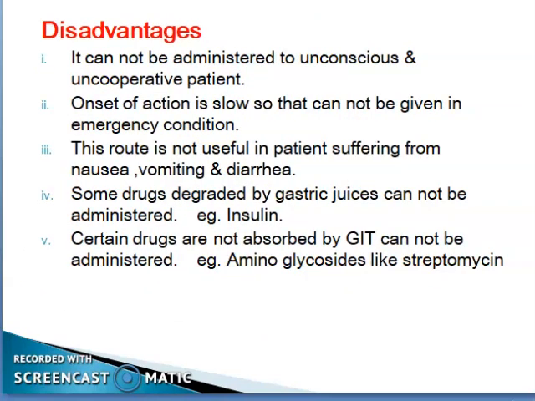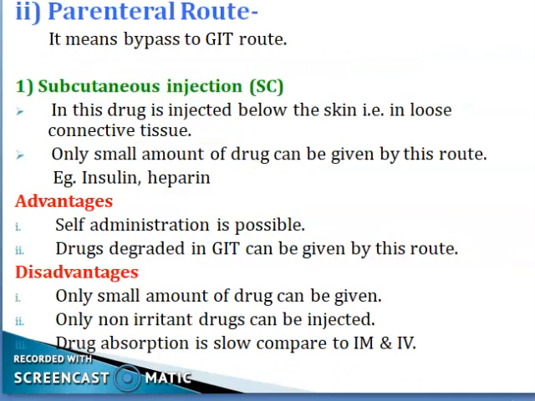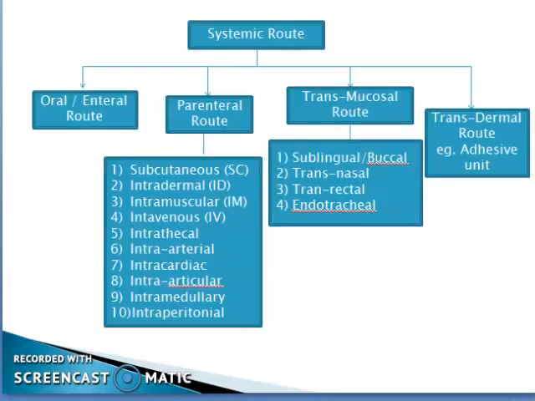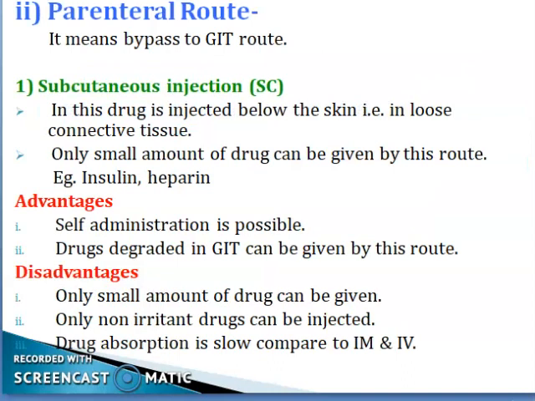Today we are going to see the parenteral route. As you can see in this classification, the parenteral route is again classified into 10 classes. One by one we are going to see these in detail. First we will see what the parenteral route is. It is nothing but a bypass to the GIT.